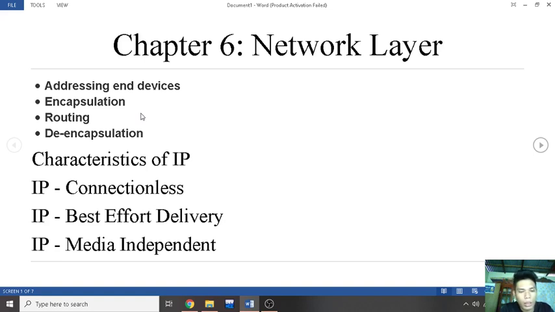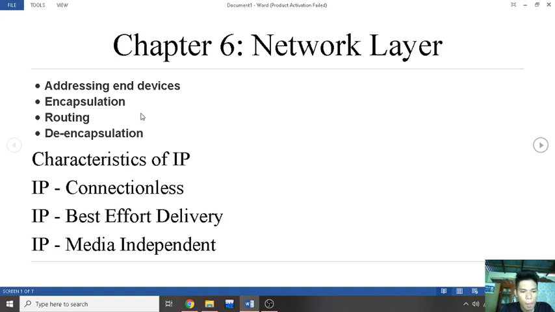The characteristics of IP: the first is connectionless, meaning no connection with the destination is established before sending data packets. Then we have best effort. Best effort is inherently unreliable because packet delivery is not guaranteed. Best effort, but it's not guaranteed. Then media independence: operation is independent of the medium carrying the data, such as copper, fiber optics, or wireless.